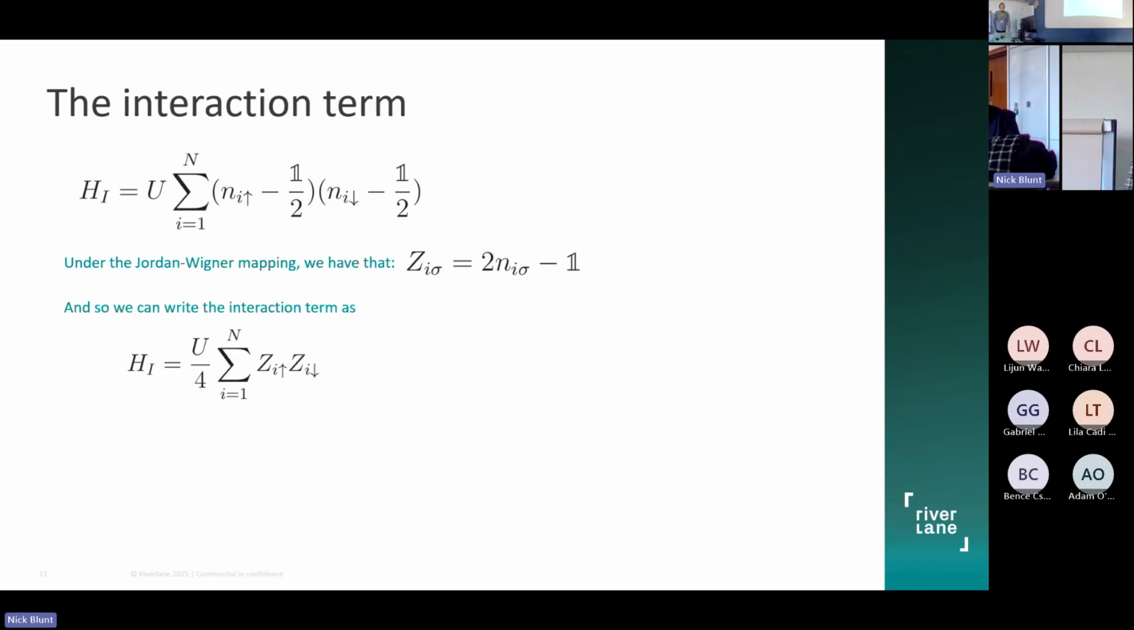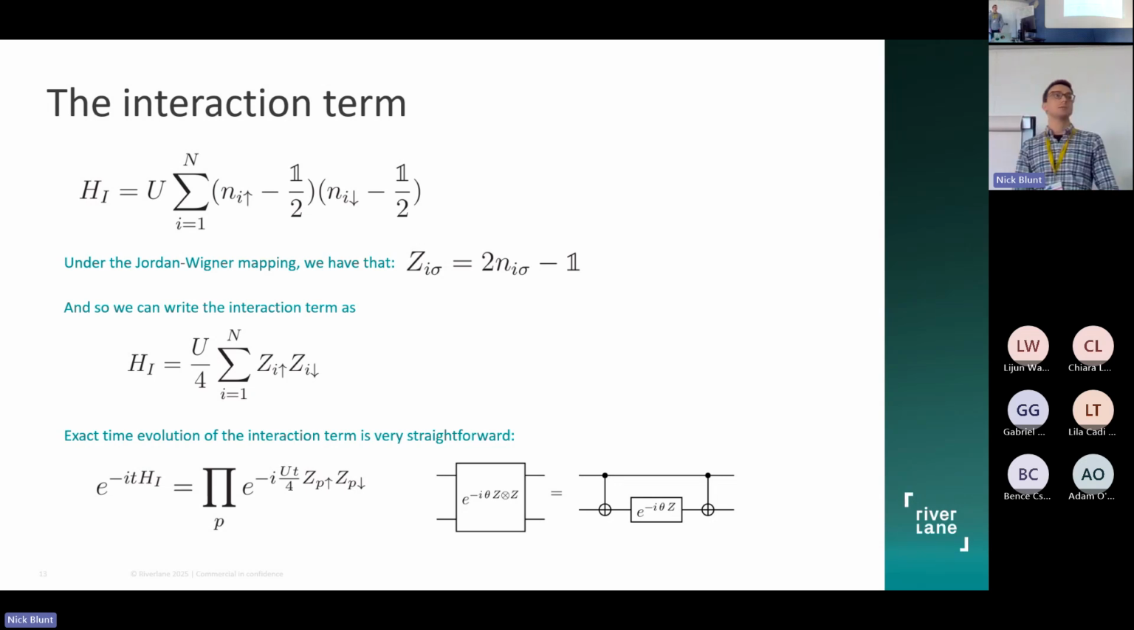So if we look at the interaction term in a bit more detail, we want to map this to Paulis using the Jordan-Wigner mapping. Here we have that the Pauli Z is 2 times the number operator minus the identity. So now you can see why we want to do this transformation, because this becomes particularly simple. The interaction term is just a sum over all sites of a product between the spin up and spin down Z Paulis.